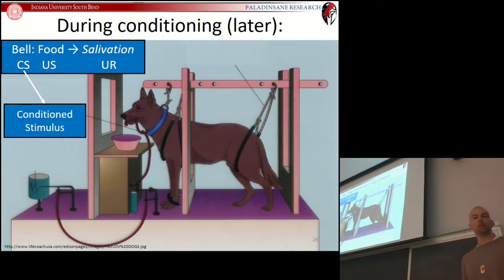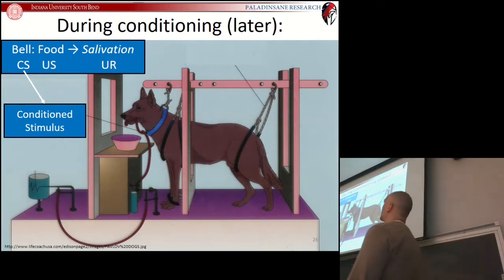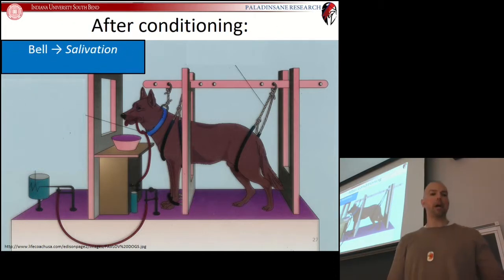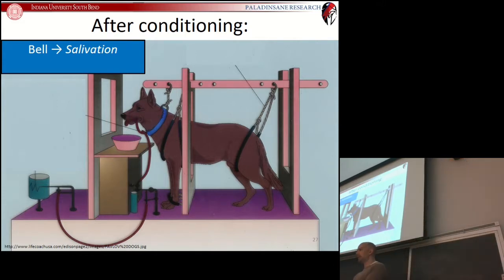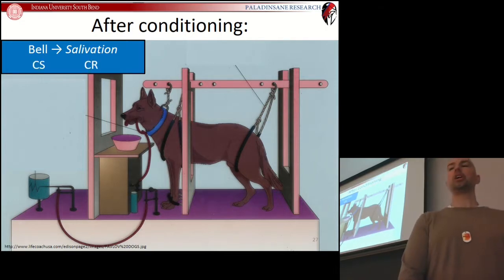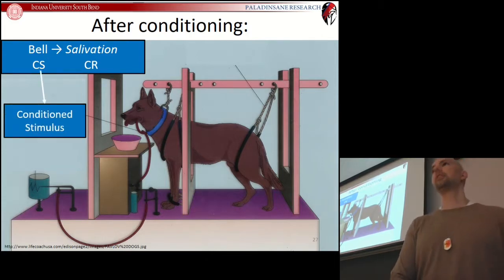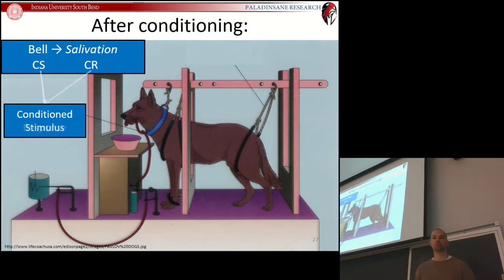So at this point, we can't tell that the bell has become a conditioned stimulus because while the dog is salivating, it's salivating in response to the food. It's salivating in response to that unconditioned stimulus. So the way that we test if conditioning has actually occurred is we ring that bell by itself, and if it causes salivation, if it now causes the target behavior, then we can say that the conditioned stimulus, the bell, has now caused the CR, or conditioned response.